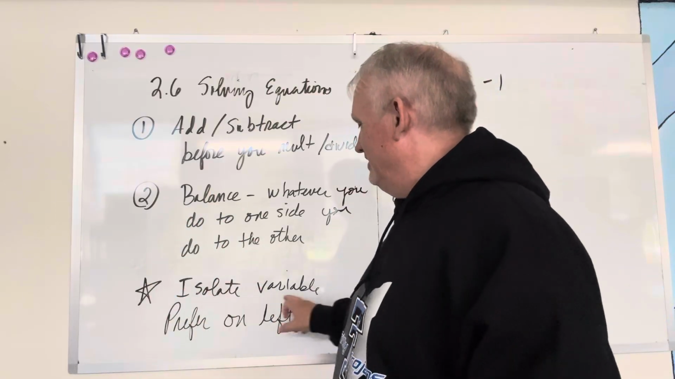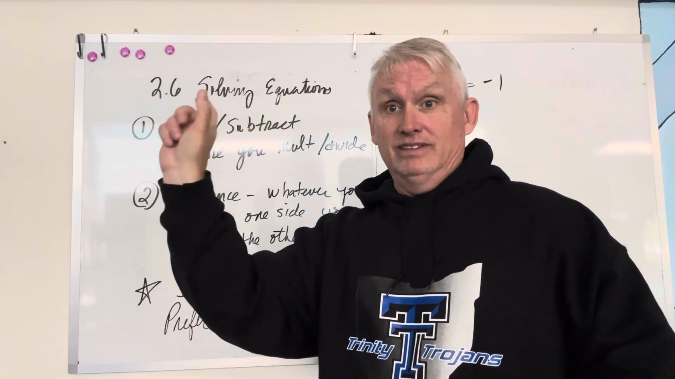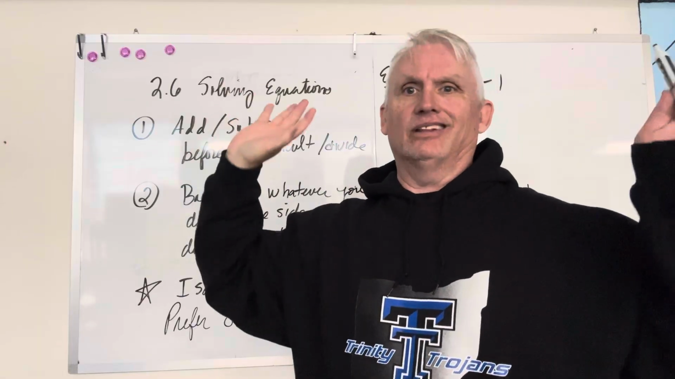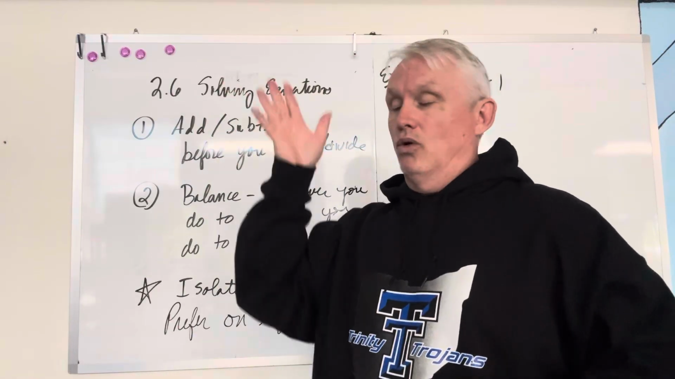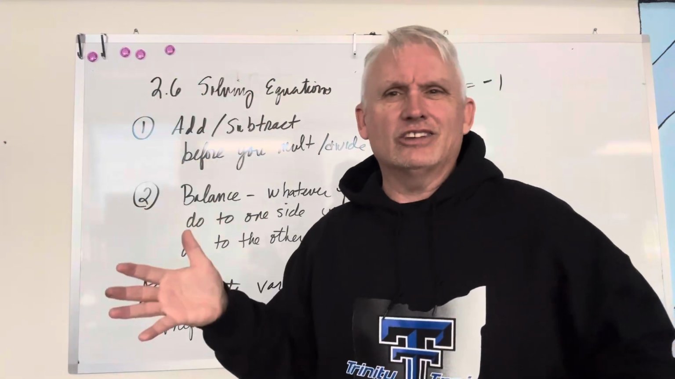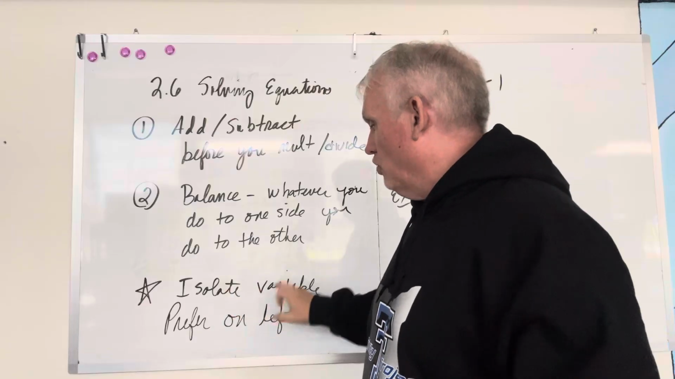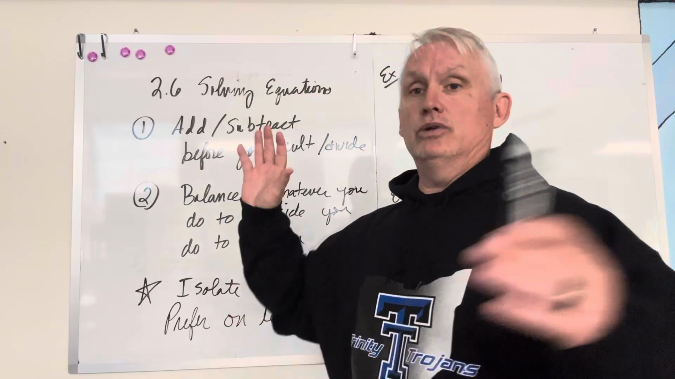The goal is to isolate the variable, to get that variable, that letter, on one side of the equal sign just by itself. Isolate means get it by itself. You're isolated. There's nothing by you. It just looks like an X or an N or an A. It's by itself. There's nothing else there, okay? That's the goal, and you want to prefer it on the left-hand side. We'll talk about that. How do you do it?